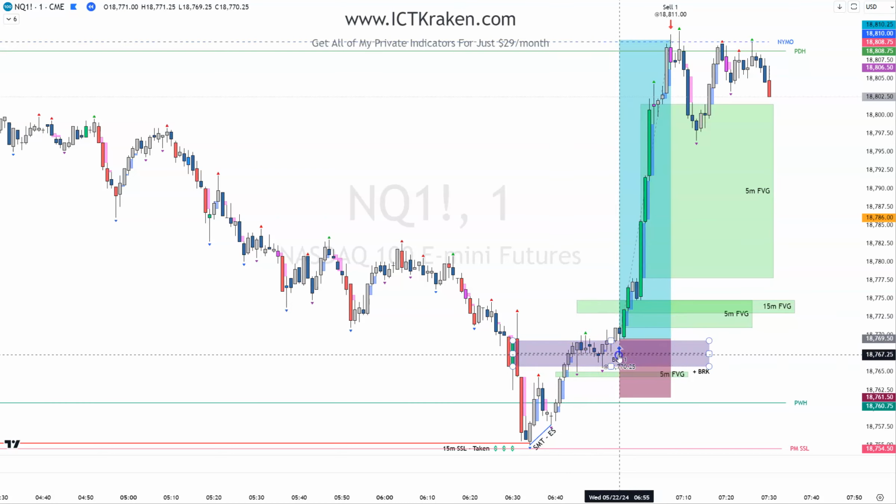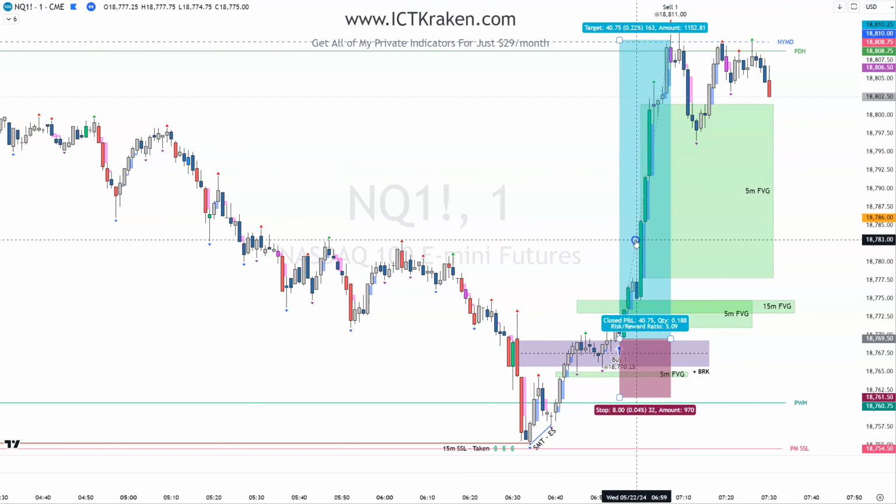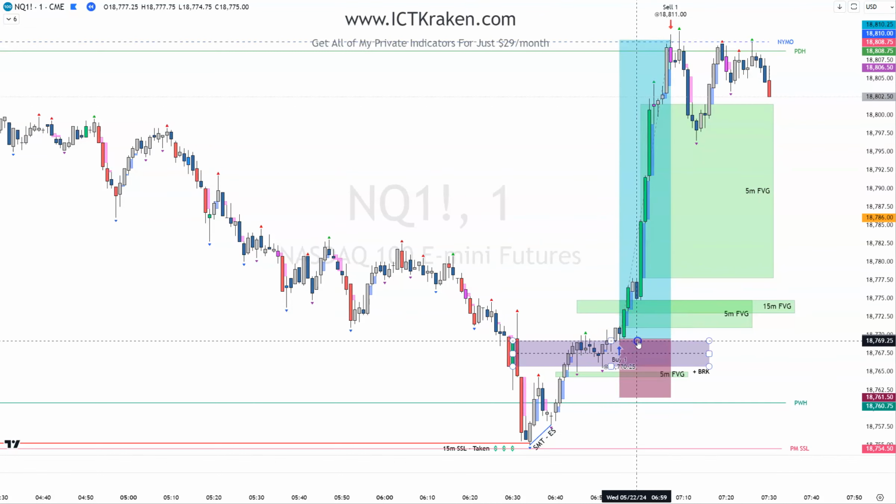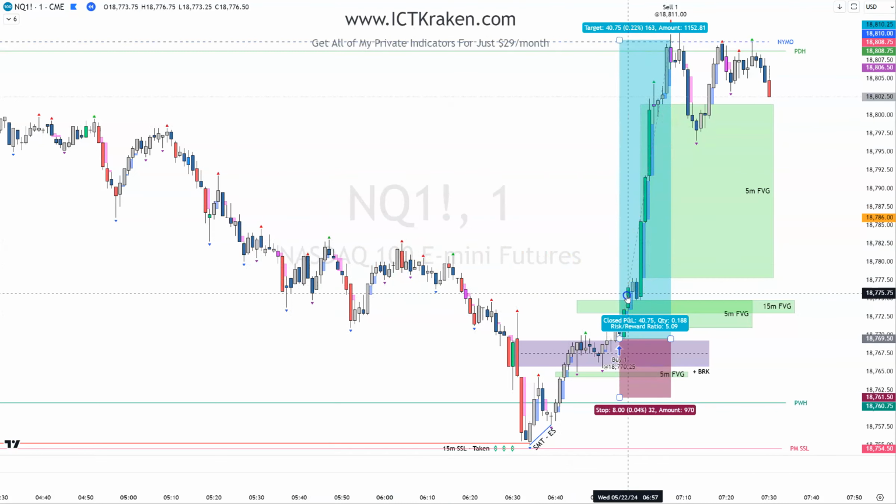We only risked 8 points, so basically $200 to make 800. So that was a pretty good trade. It just hit that order block and ran off to the races. When it cleared these highs, we went break even. When it cleared up here, we kept moving our stop aggressively up.